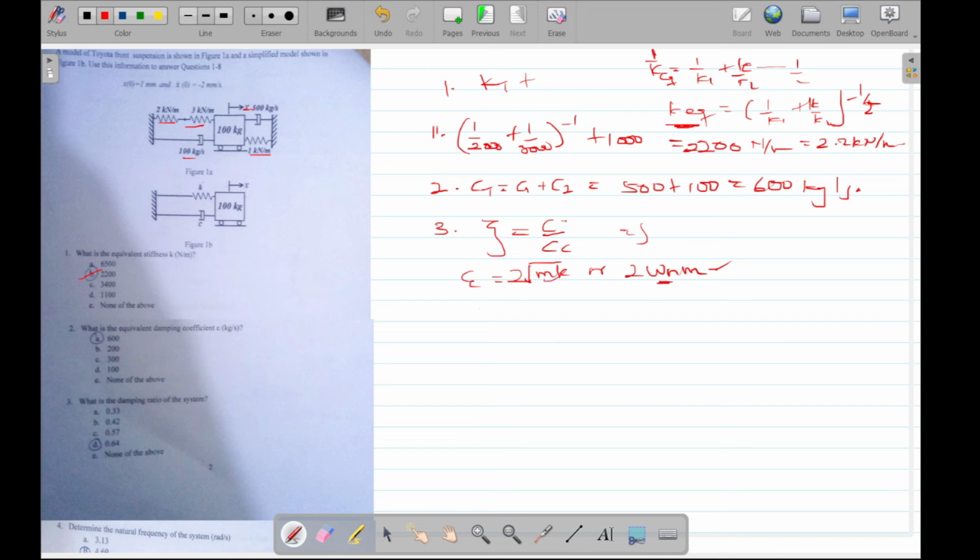So CC will be equal to 2 root of 100 times the equivalent K, 2200. Okay, and that gives us 2 root 100 times 2200.